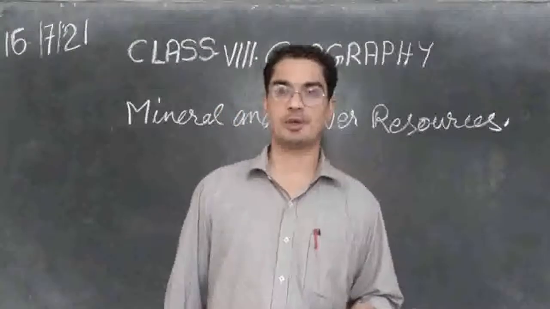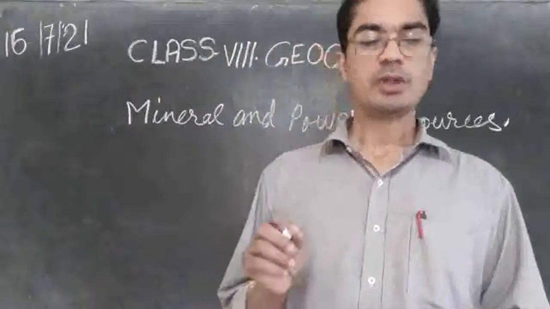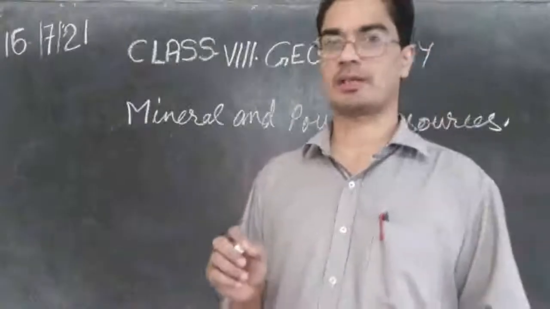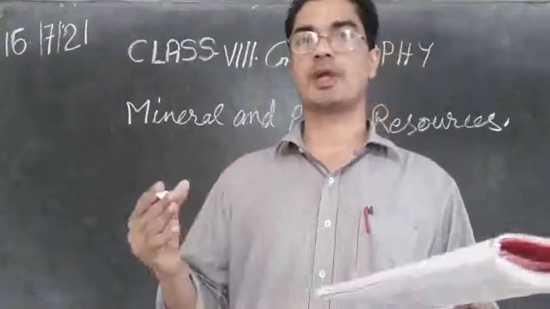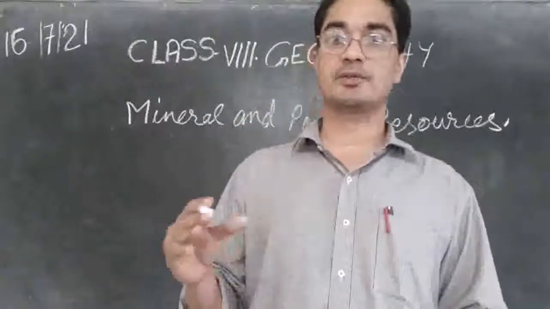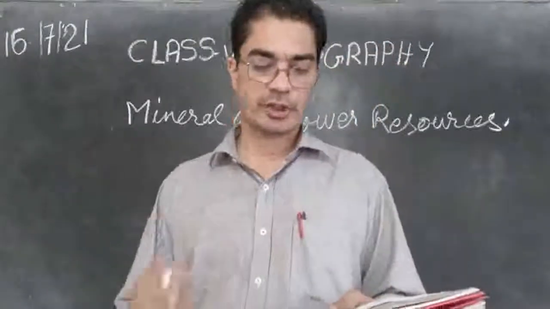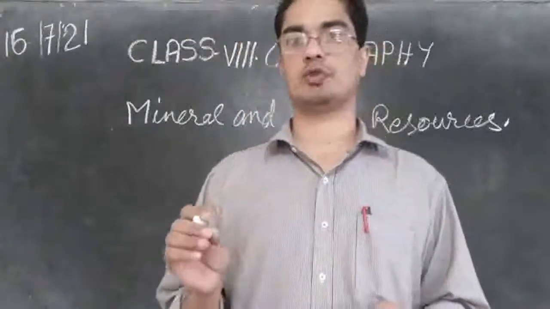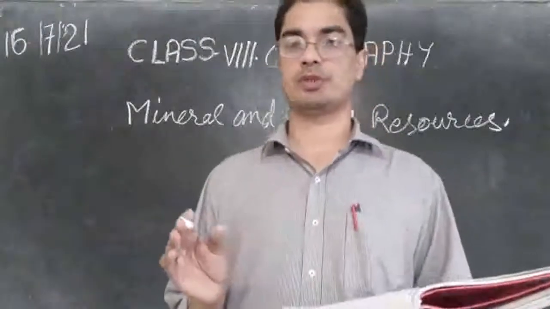You can underline in your textbook what is a mineral. It is a naturally occurring substance. This mineral occurred naturally. It is formed naturally. Nobody has created it and put it inside the rock. It has formed naturally, and it has a definite chemical composition. Every mineral has a definite chemical composition.